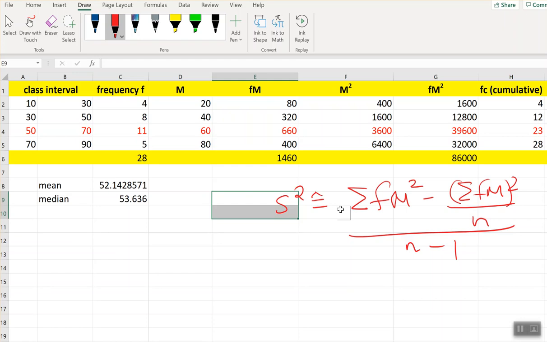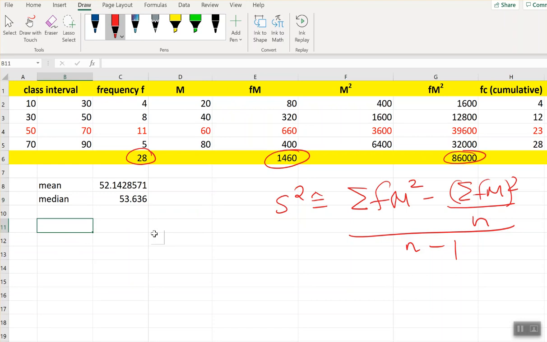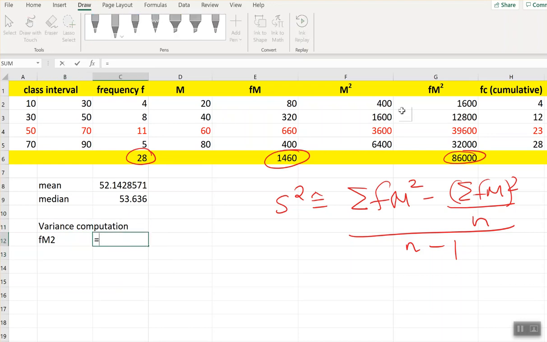So the sum of Fm squared is 86,000. The sum of Fm is 1460, and we need to square that, and that's n, and we can calculate n minus 1. So let's do that. So I'll just write it in here. Variance computation. So I need the sum of Fm squared, okay, and that's equal to 86,000.